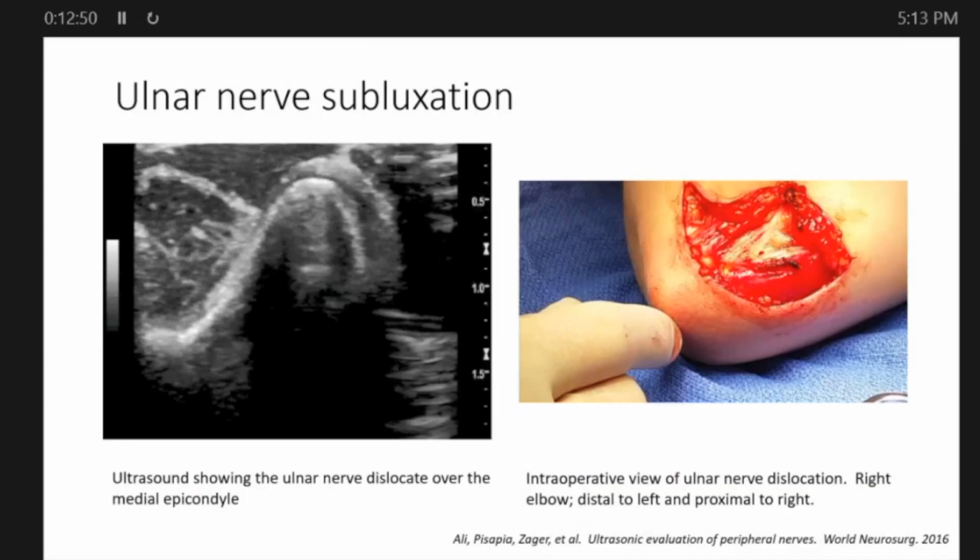And I do look for subluxation, but quite honestly, I've made my decision to do an in situ based on their preoperative exam and based on their preoperative ultrasound. So I don't convert to a general anesthesia unless a patient really can't tolerate sedation. But I will not generally change to a transposition at the time of initial surgery.